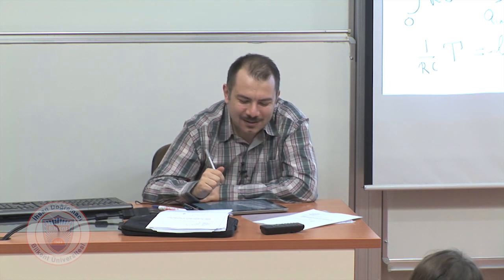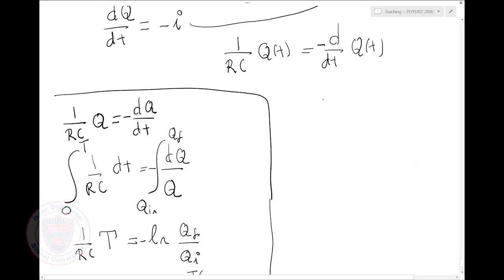Now, my solution here is going to be an exponential. So dq dt is going to be alpha times e to alpha t.